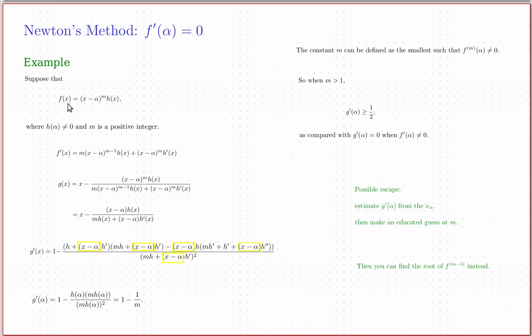So, if we calculate f prime, we get this, right? And then if we calculate the function g for Newton's method, it's going to be g of x equals x minus f of x, which is this guy, divided by the derivative, which is this guy, so you get this mess here. First of all, you get some cancellations, okay? So we can cancel m minus 1 factors of x minus alpha in the numerator and denominator. So it simplifies a bit.